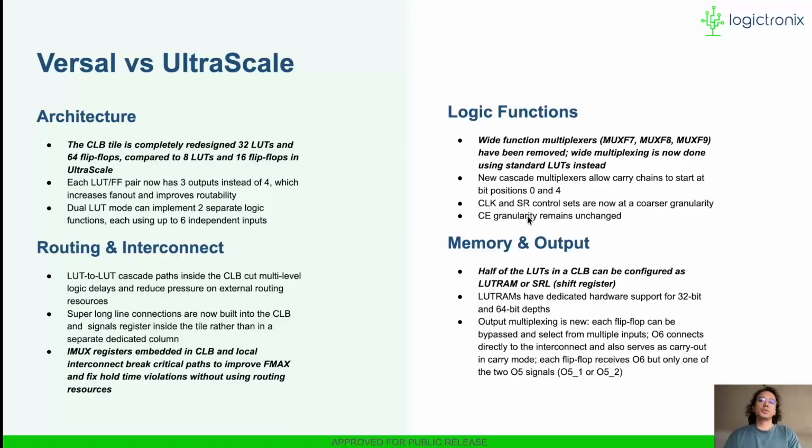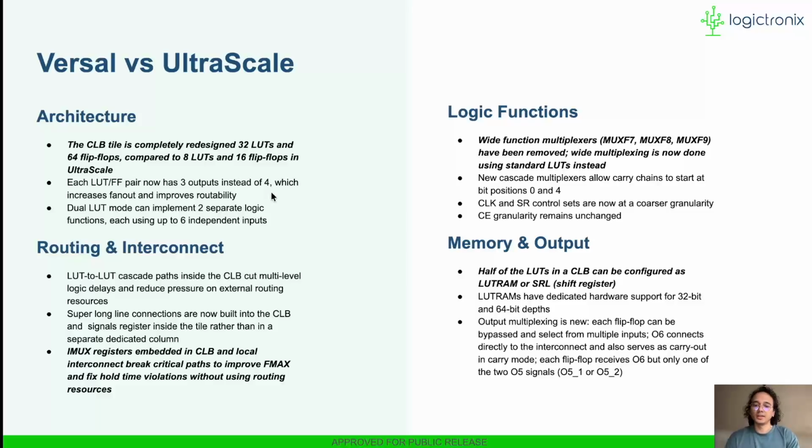Compared to the previous UltraScale architectures, the Versal CLB tile is completely redesigned with, like I previously said, 32 lookup tables and 64 flip-flops, while in the UltraScale, the CLB contained 8 LUTs and 16 flip-flops only. Each lookup table and flip-flop now has 3 outputs instead of 4, which increases the routability of the logic implemented. It also has a dual LUT mode, which can implement 2 separate logic functions with up to 6 independent inputs.